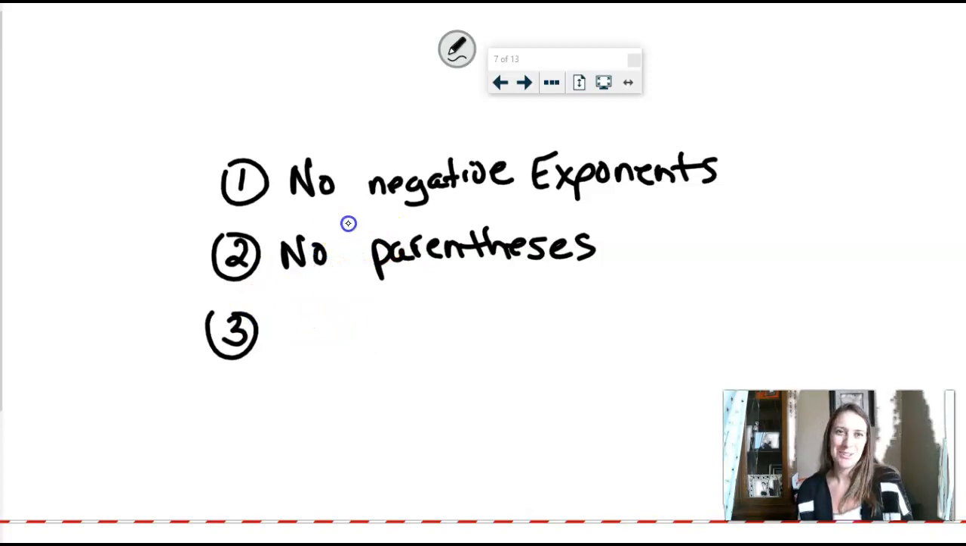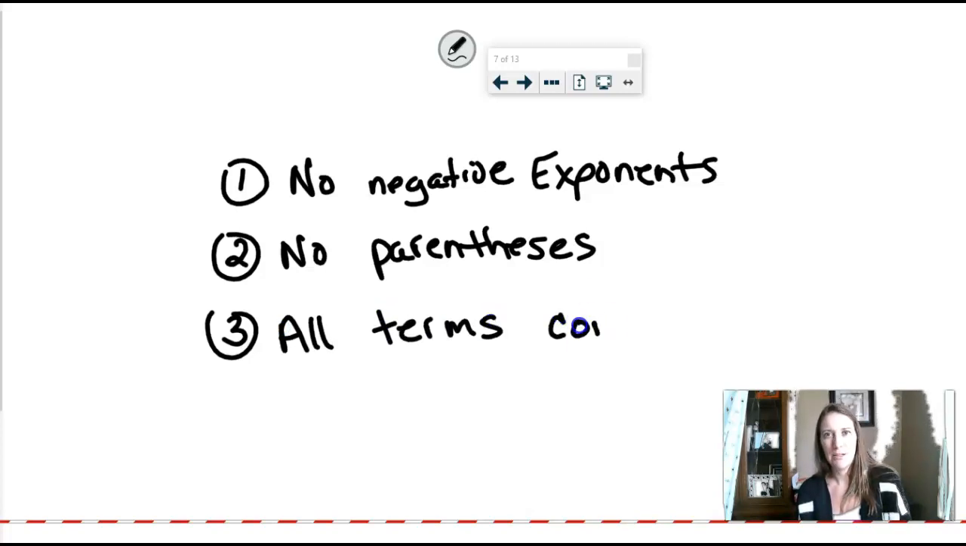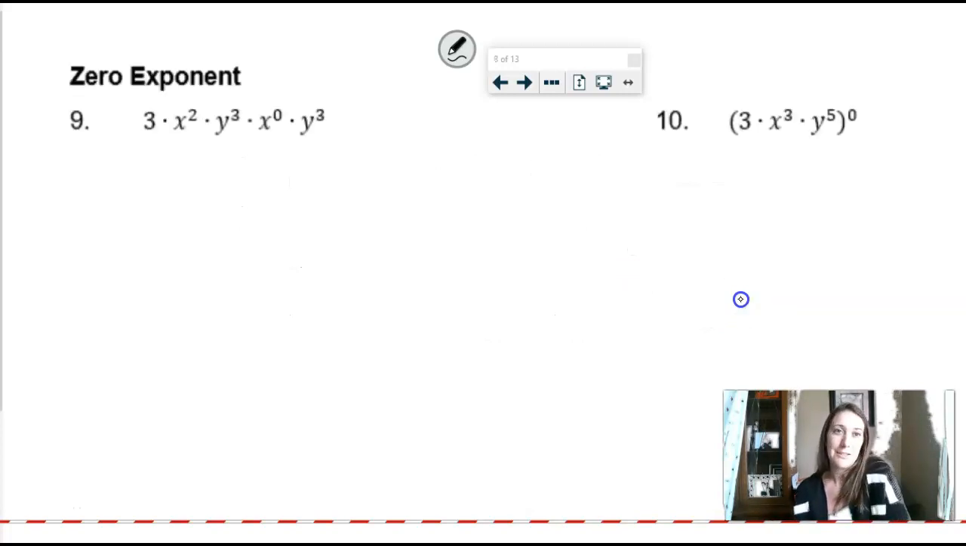And then the other rule is all terms combined. So you can't have like 2 x's in the problem. You can't have 2 different coefficients. They got to be simplified. You can't have 2 different y's. And once you've gone through this checklist and you're like, yes, I satisfied all these 3 rules, then you know you're done.